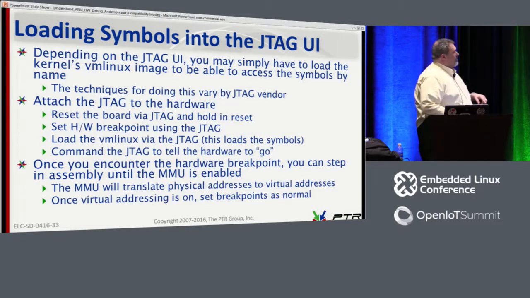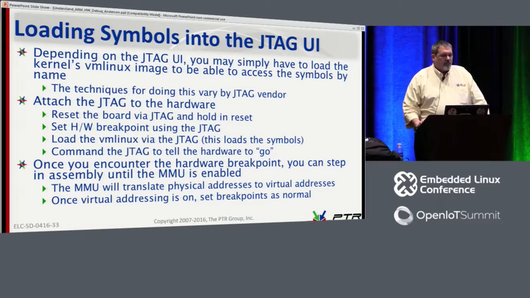Now, in order to load symbols into the JTAG UI, I need to attach the JTAG to the hardware and reset the board so that the JTAG is now in control. Normally, I'll set a hardware breakpoint using the JTAG. That way I can handle the transition from physical to virtual space when I'm going from the bootloader into the actual Linux kernel itself. I'm going to load vmlinux into the JTAG interface, and then I'm going to tell the JTAG interface to go.